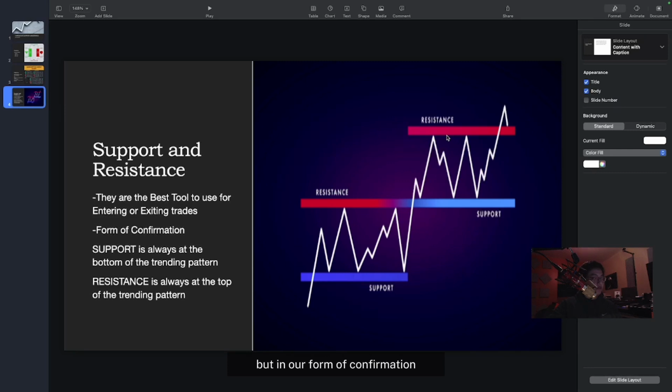Another form of confirmation is that we usually wait until it breaks a resistance or support. Usually if it bounces back and forth within this, it's what you call a range, and those are the types of trades you want to avoid. But they're the best tool for when to enter a trade if it breaks out, and when to exit a trade when it's near a resistance or support. And it's another form of confirmation.